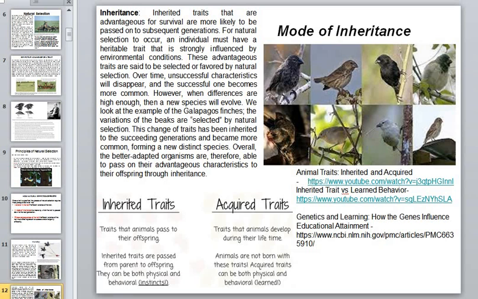And one more, it's about inheritance. Here we see that inherited traits that are advantageous for survival are more likely to be passed on to the subsequent generation. I added a few links to a short video that will help you understand that this applies not only to animals but also to humans. For example, our ability to learn. Why is it easy for some people and hard for others?